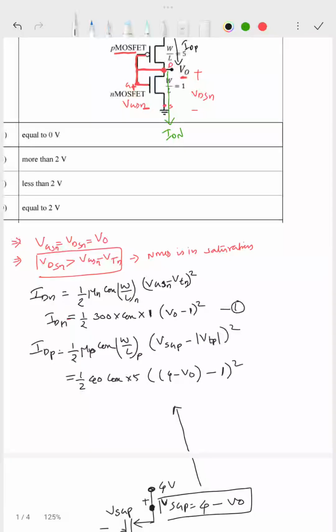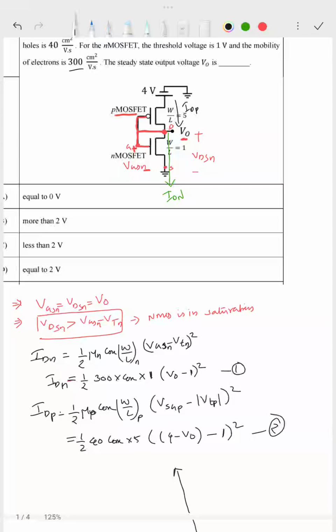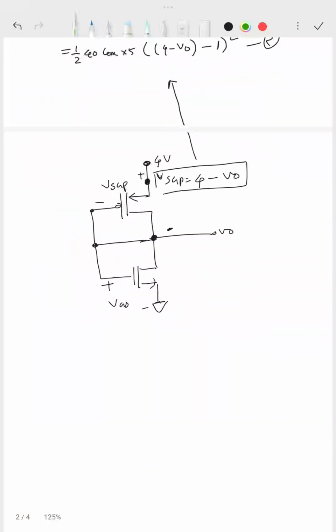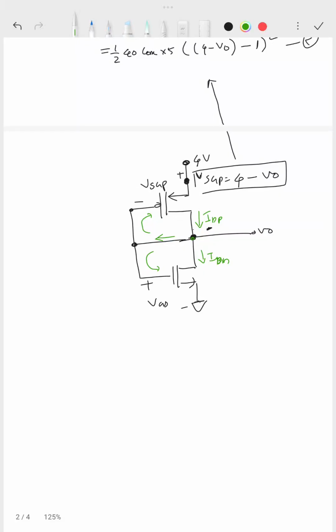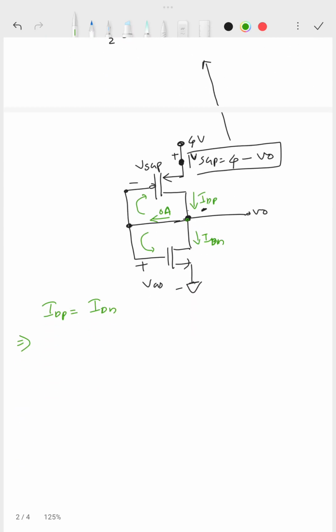So this is equation 2, that is the current IDP. Now from the circuit it is clear that, I will draw here, this is IDP and this is IDN. And what is this current? This current is flowing to the gate. We know the gate current Ig is always equal to 0 for MOS, so it is 0 ampere. Which means IDP is equal to IDN. Fine, so I will just equate both equation 1 and 2.